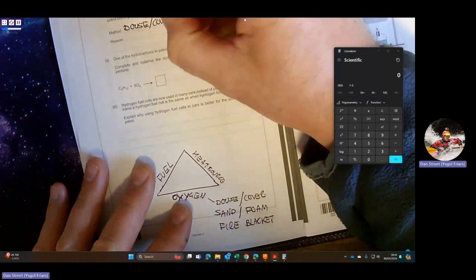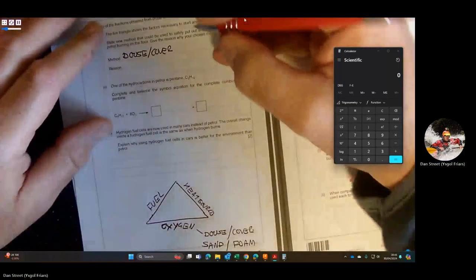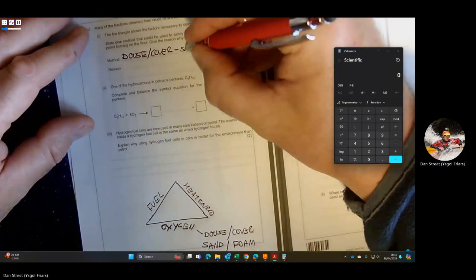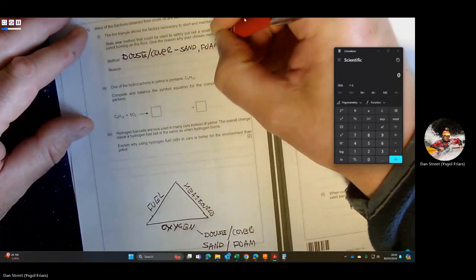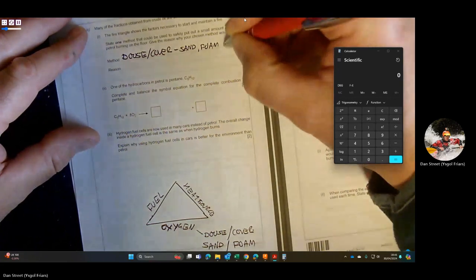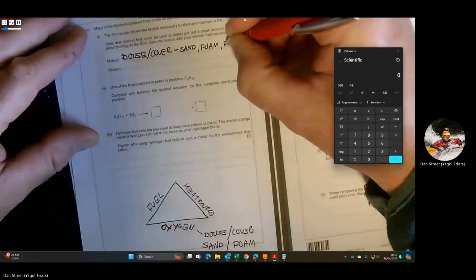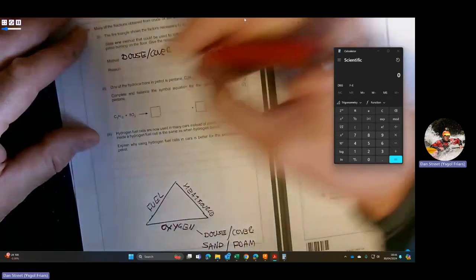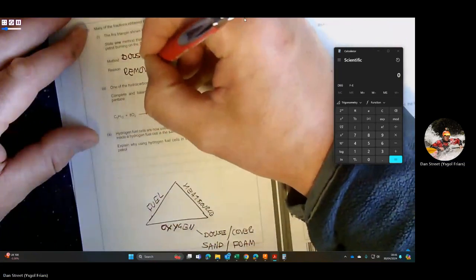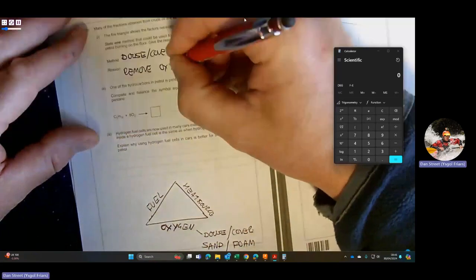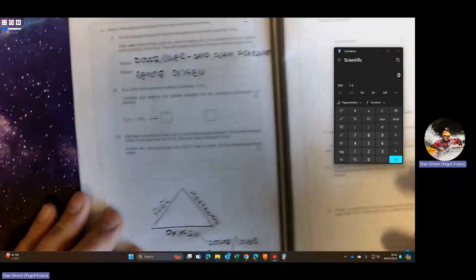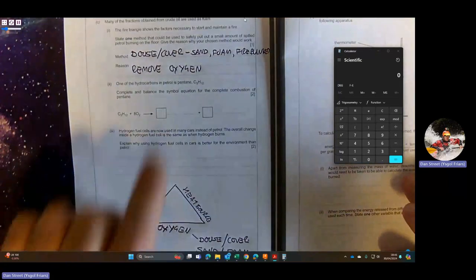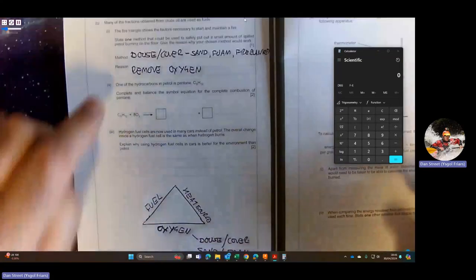So we're covering with sand, foam, and those remove the oxygen. Now, that's the best method in this particular instance. Some fires it might be best to remove the heat, and some fires to remove the fuel, but in this particular instance, remove the oxygen.